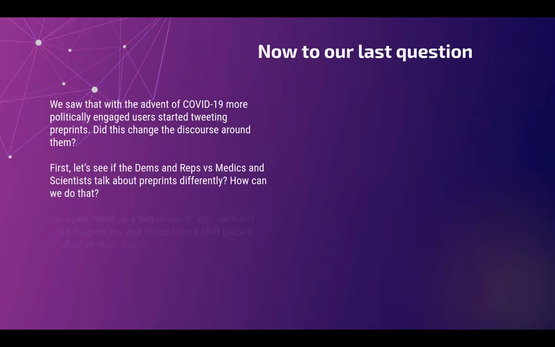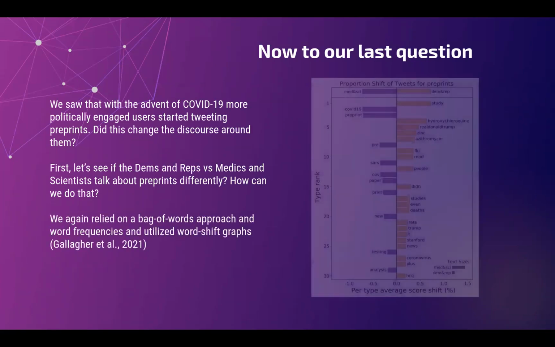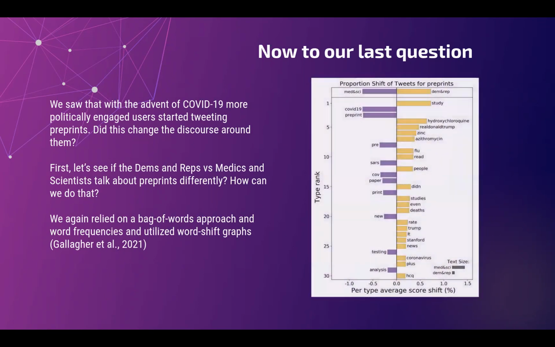First, we saw if Democrats and Republicans and medics and scientists talk about preprints differently, and we relied on the bag of words approach, and we looked at the so-called word shift graphs. And here you can see that Democrats and Republicans use the term study more often, and medical professionals and scientists refer more as preprint or paper. So preprint kind of emphasizes the fact that the paper is not peer reviewed yet, while study or studies are used interchangeably with preprint.